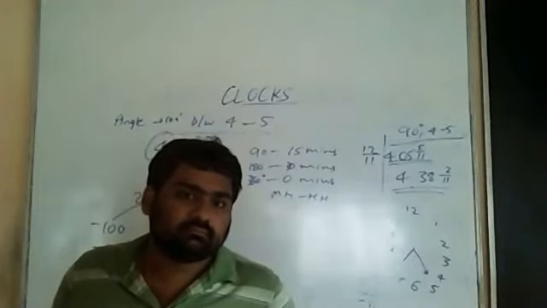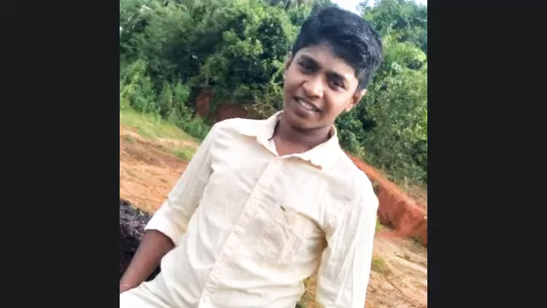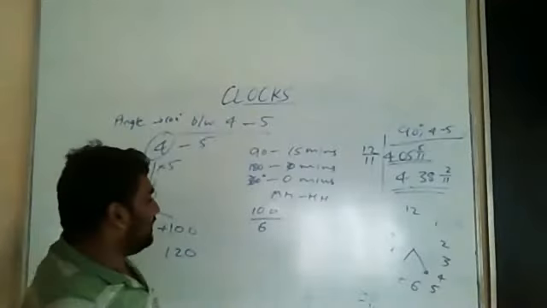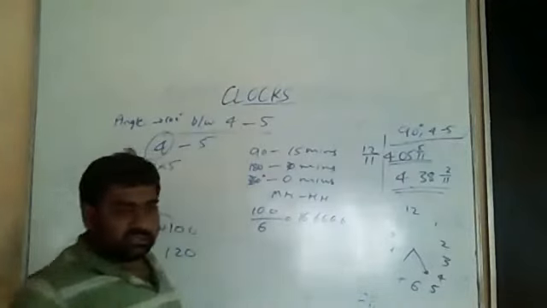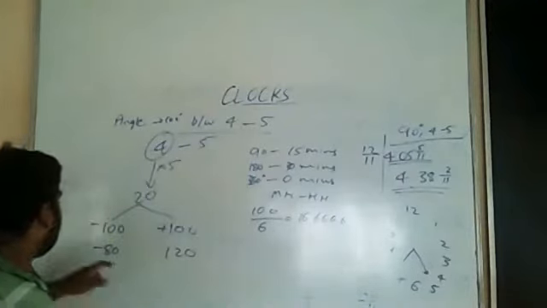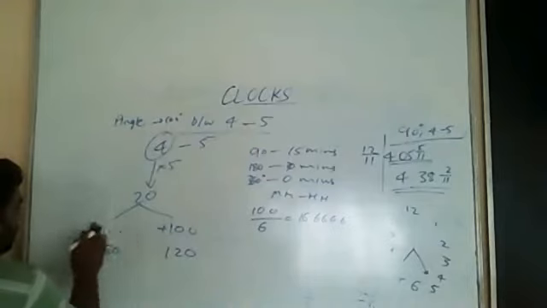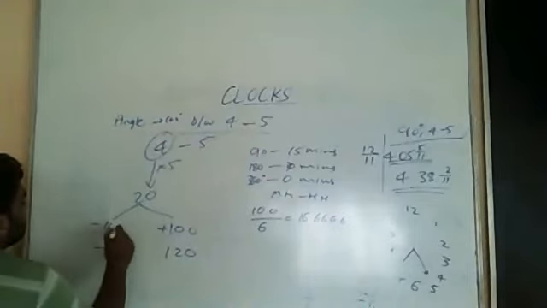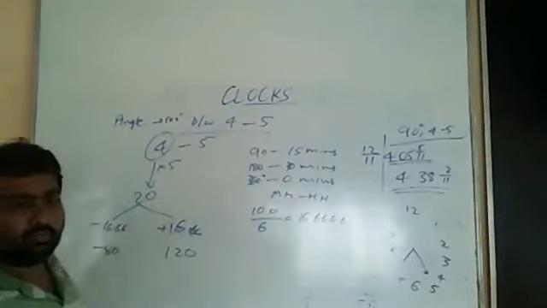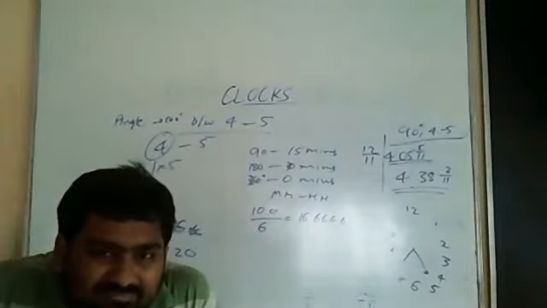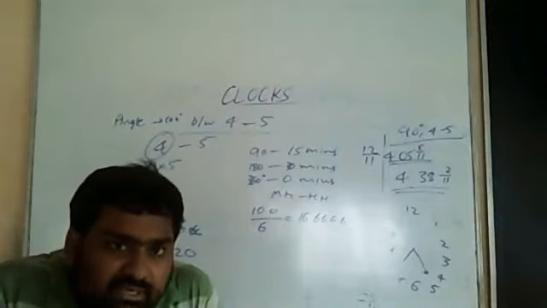Correct? Because 100 is not divisible by 6. Yes or no? This will give me something like 16.6666. Is it not so? So either I can subtract 16.66, add 16.66, then it will become very complicated, no? Because you are dealing with decimals. Correct? You are dealing with decimals.